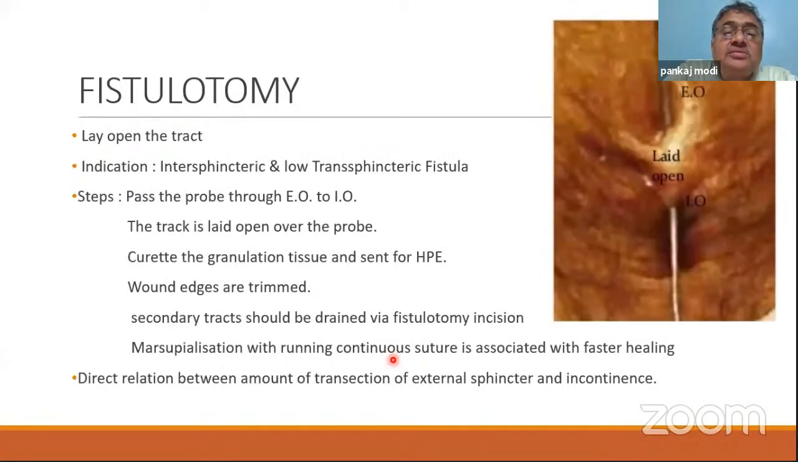Okay. Fistulotomy. It means laying open the tract. The indication for fistulotomy is intersphincteric and low transphincteric fistula.